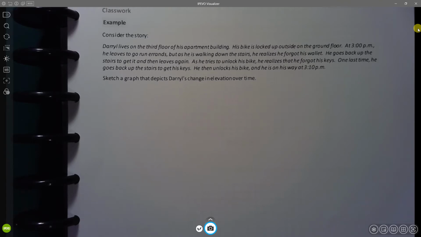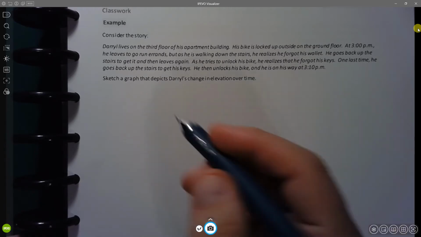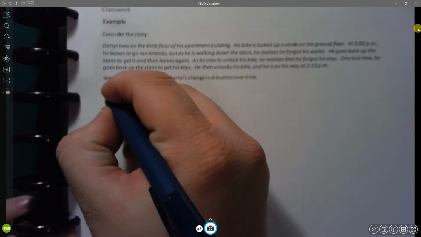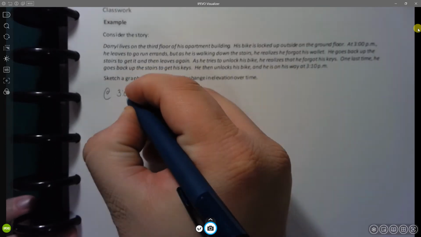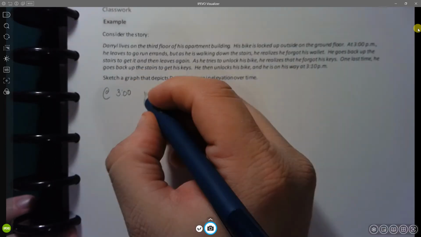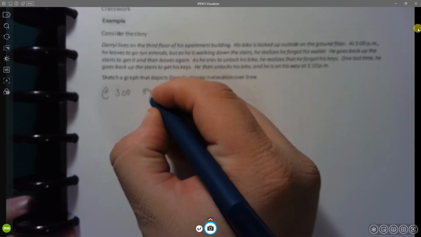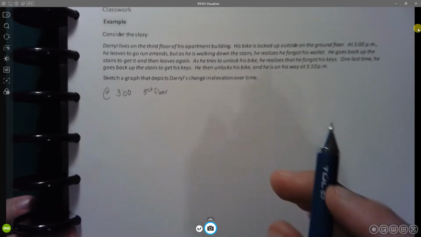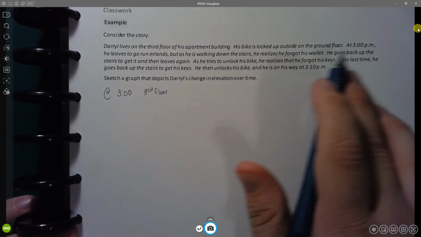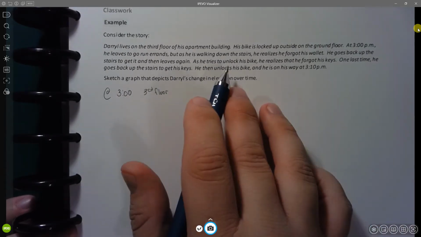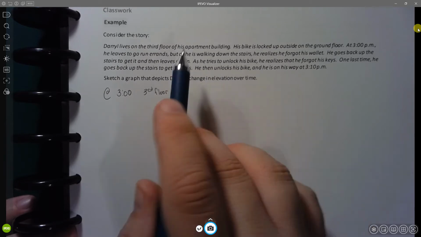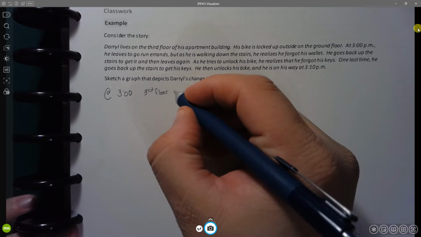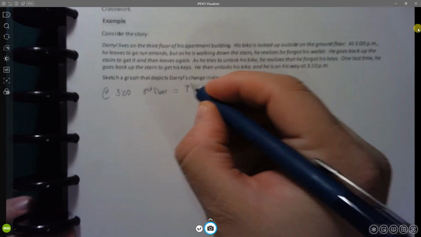Okay, so let's go through this. First off, at 3 o'clock, Daryl is leaving the 3rd floor of his apartment building. At 3 o'clock, he leaves to go run his errands, but as he's walking down the stairs, he realizes he forgot his wallet. He does not make it all the way down the stairs. So at some point, he goes back up to fetch his wallet.